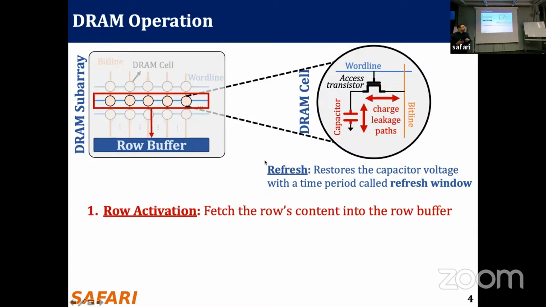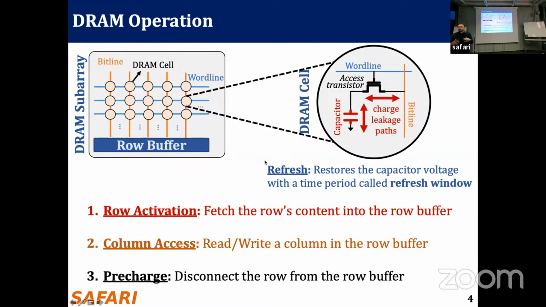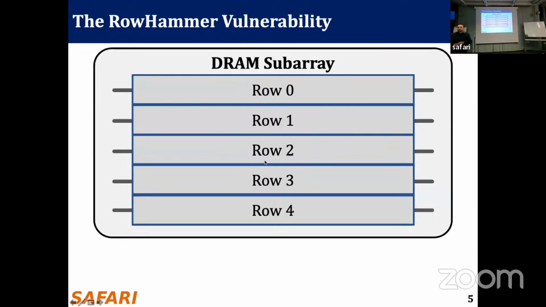When we want to access data in DRAM cells, first we need to activate the row and fetch the row's content into the row buffer. Then we perform accesses in finer granularity, called column accesses, from this row buffer. Once we are done with the data in that row and we want to activate another row, we need to first precharge the bank so that the row is not connected to the row buffer anymore, and then activate another row. This is an essential part of how DRAM operates, and it comes with this RowHammer vulnerability issue.